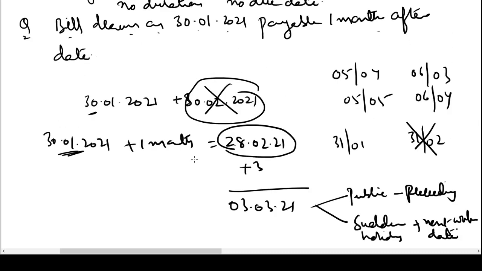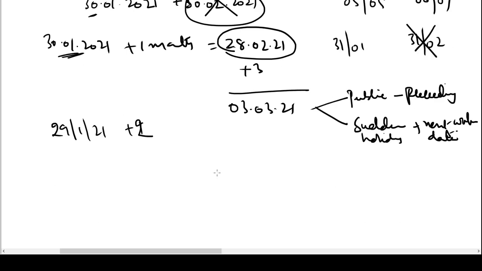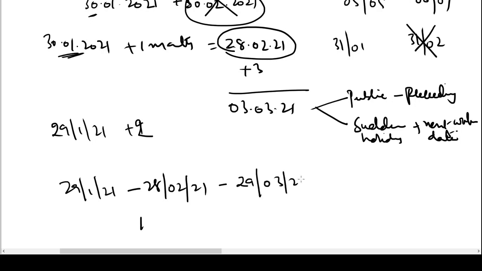So the rule is, when the duration is given in months, I can give you one more example. Let us say 29 January 21, 1 month we are saying, or 2 months we are saying. Now what we have to assume is 29 January 21 to 28th February 21, 1 month is complete. And again on 29th March 21, we have to assume the second month is also complete. And we have to give 3 days of grace to arrive at the due date.